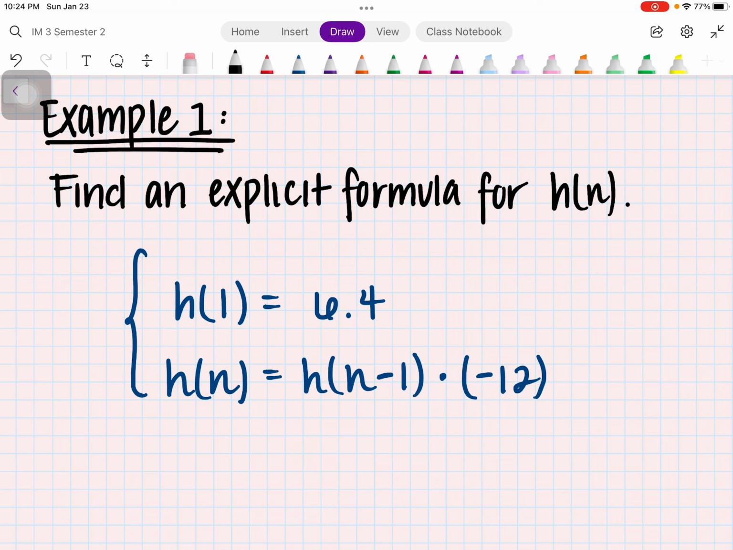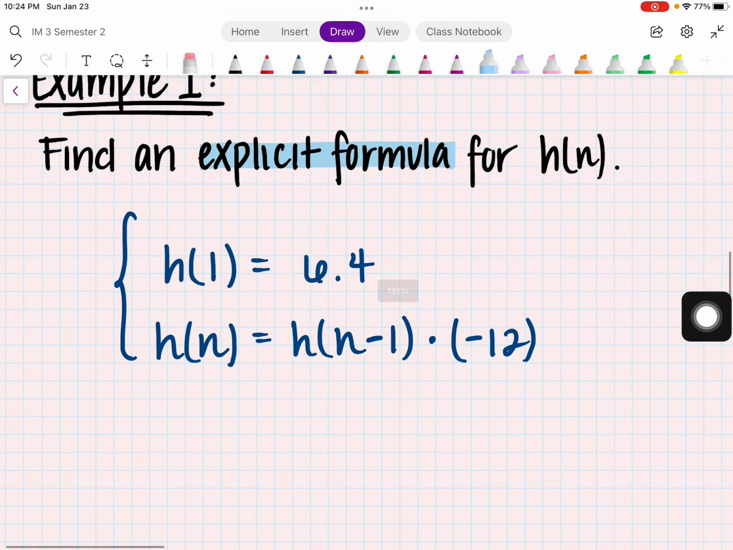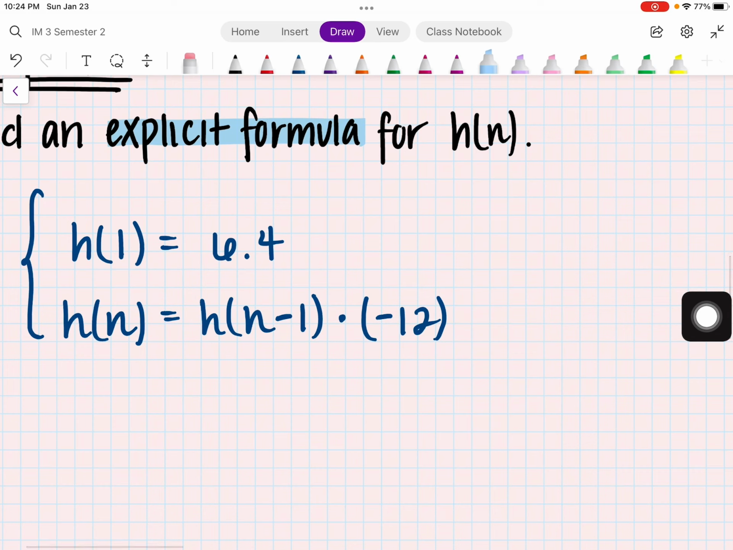So let's get started here with example 1. In example 1, we want to find the explicit formula for h of n. So once again, we're going to be writing our explicit form of the sequence. Now, in this case, guys, they're giving us h of 1 equal to 6.4. H of 1 is going to be equal to our first term.